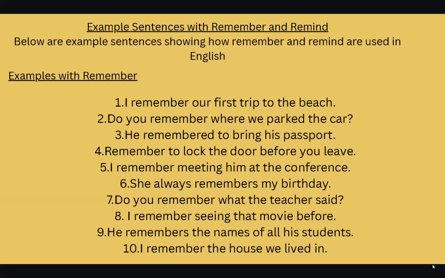Number 5, I remember meeting him at the conference. Number 6, she always remembers my birthday. Number 7, do you remember what the teacher said? Number 8, I remember seeing that museum. Number 9, he remembers the names of all the cities. Number 10, I remember the house we lived in.